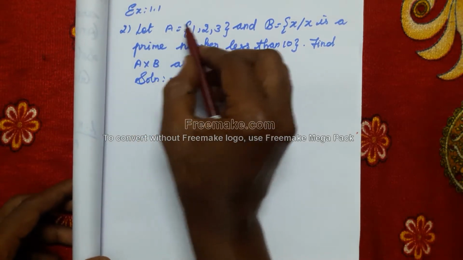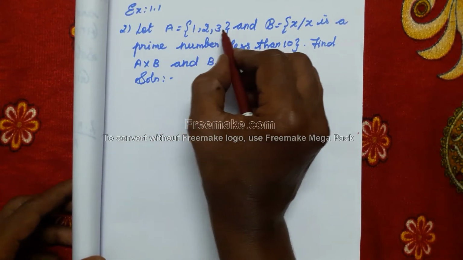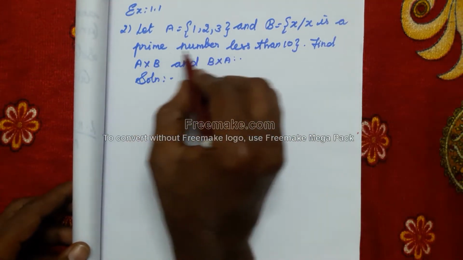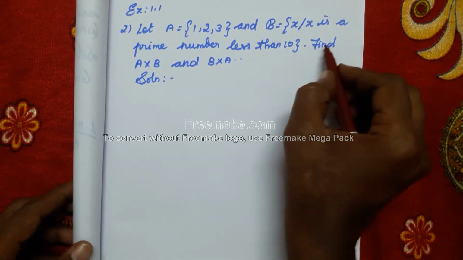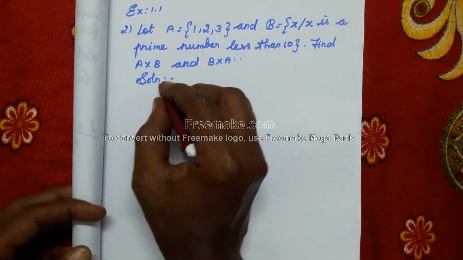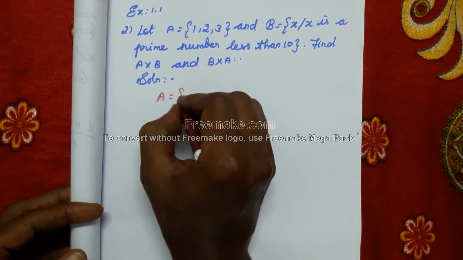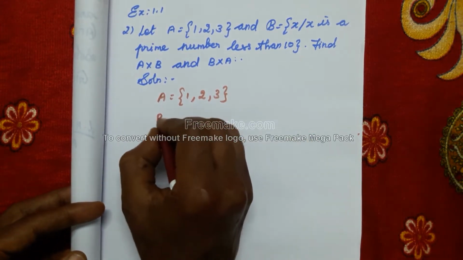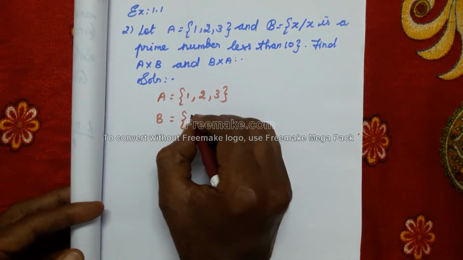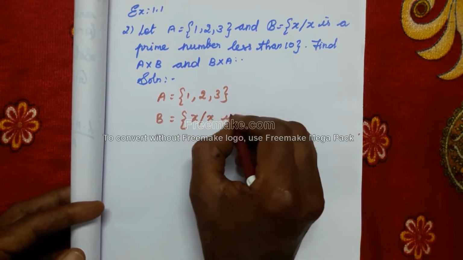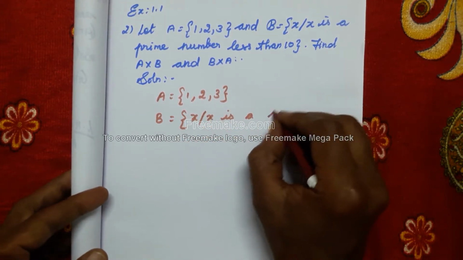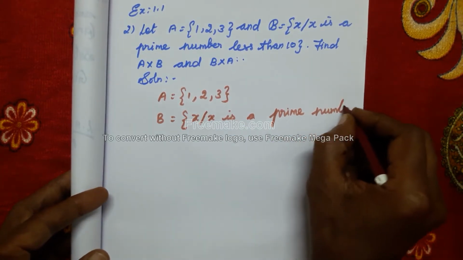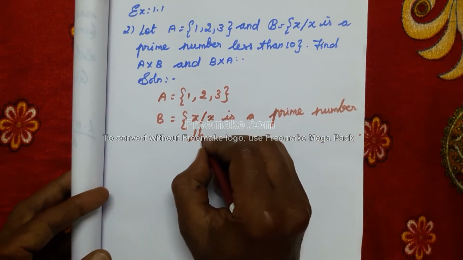Exercise 1.1, second question. Let A = {1, 2, 3} and B = {x such that x is a prime number less than 10}. Find A cross B and B cross A. A is equal to {1, 2, 3}. B is equal to the given values I am writing: x such that x is a prime number less than 10.